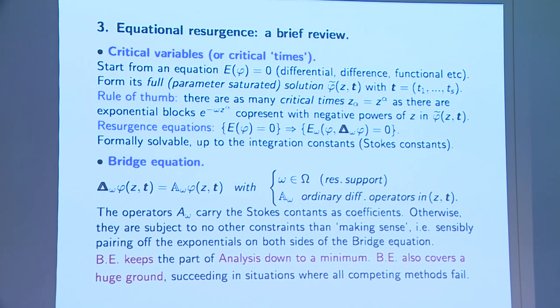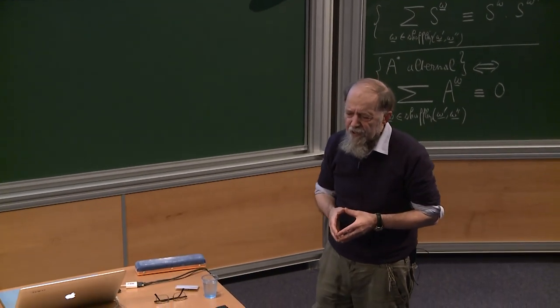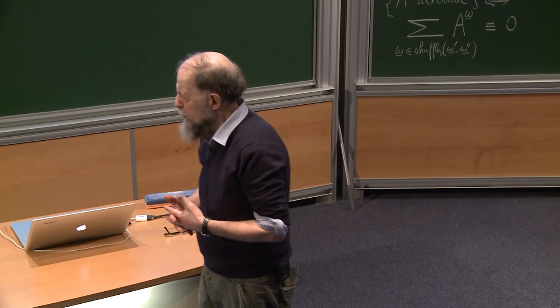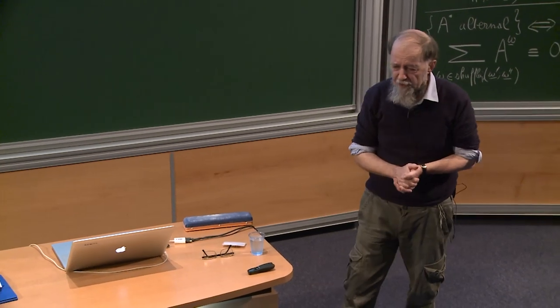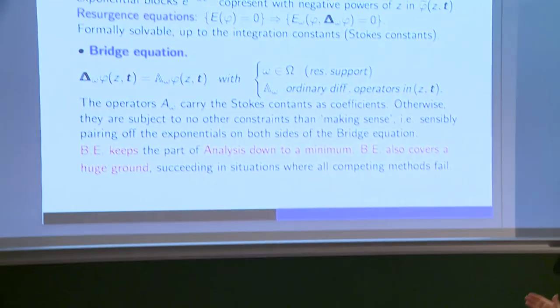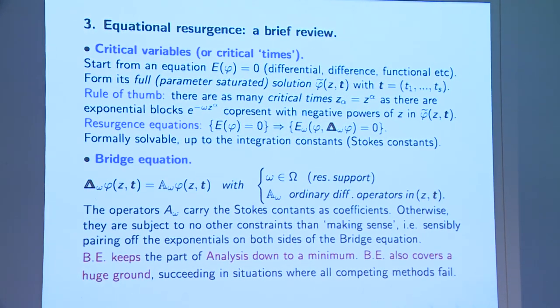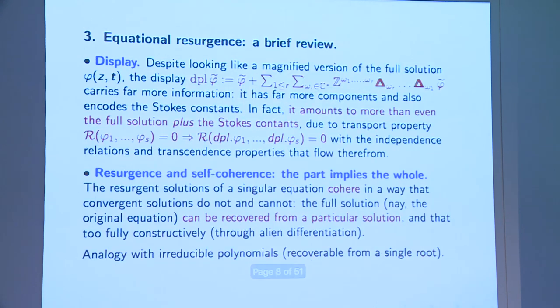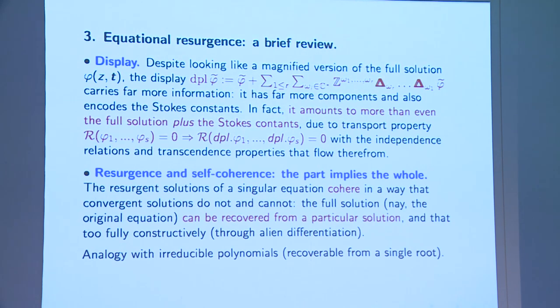Otherwise, they are subject to no other constraints than making sense. That is to say, they must pair off similar exponentials on both sides. So you see, this reduces the part of analysis to the minimum. It makes everything more or less formal. And in this case, the nature of the active alien algebra is obvious. It is simply the native alien algebra generated by these R sub omegas, meaning these ordinary differential operators. So in this case, just two remarks.